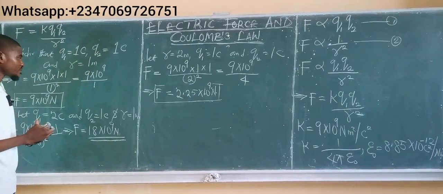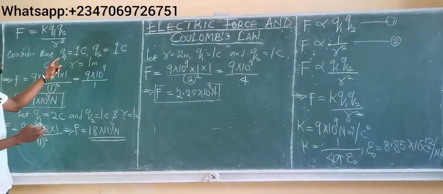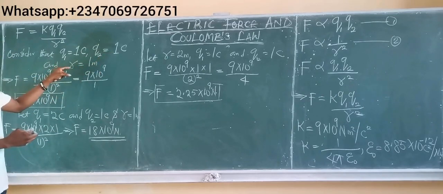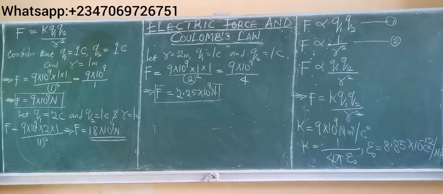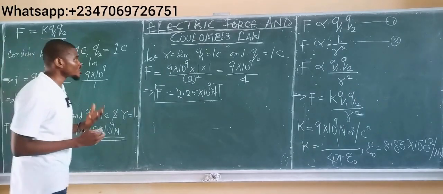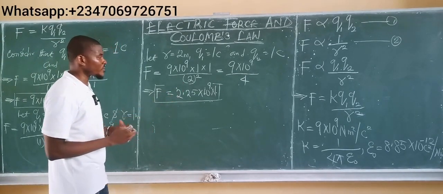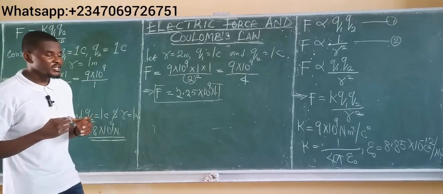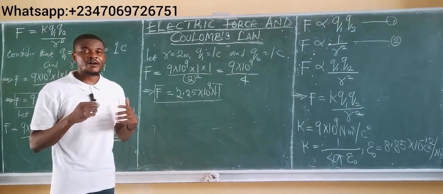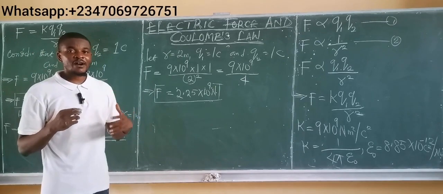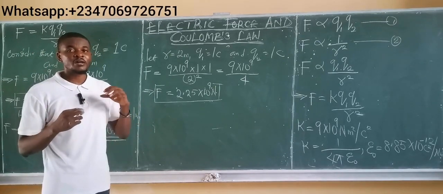Now what does this tell us? If you observe, when the charges were 1 and 1 and the distance apart was also 1, we obtained our force to be 9 by 10 to the power of 9. When we kept the distance and increased one of the charges, the value of the force increased to 18 by 10 to the power of 9. Now when we kept the charges as 1 and 1, then increased the distance, the value of the force decreases. So this simply tells you that when charges are placed very far apart in an electric field, the value of the force of attraction between them drops.